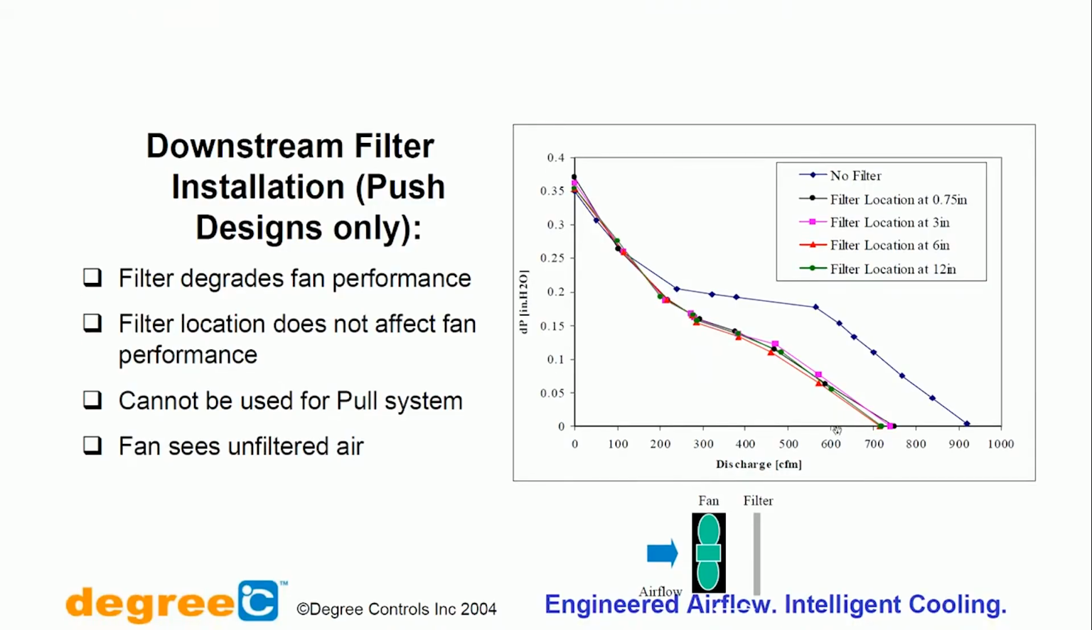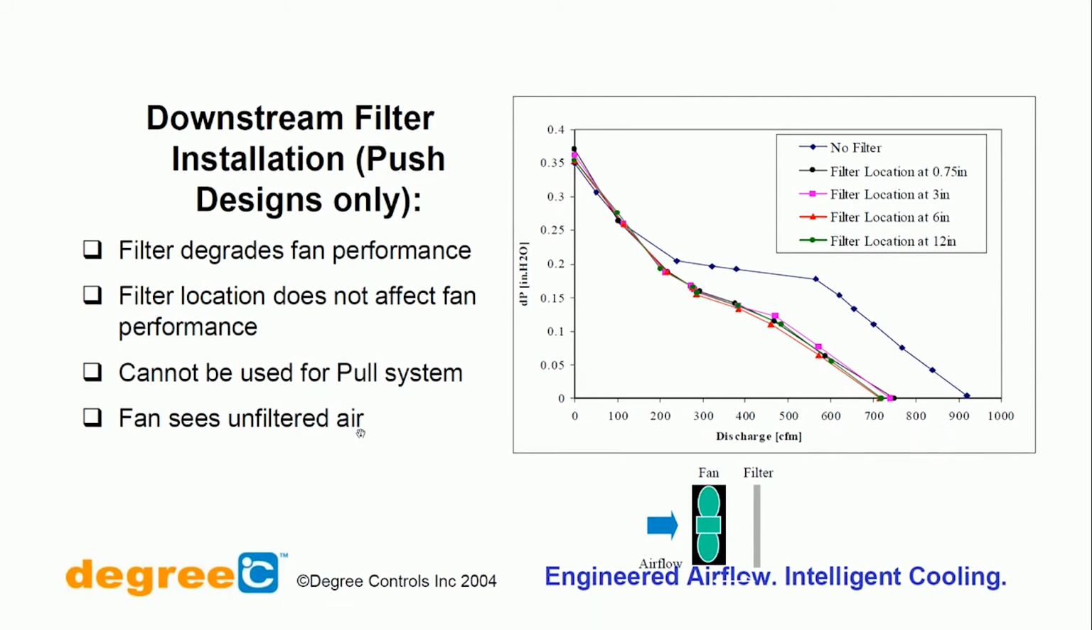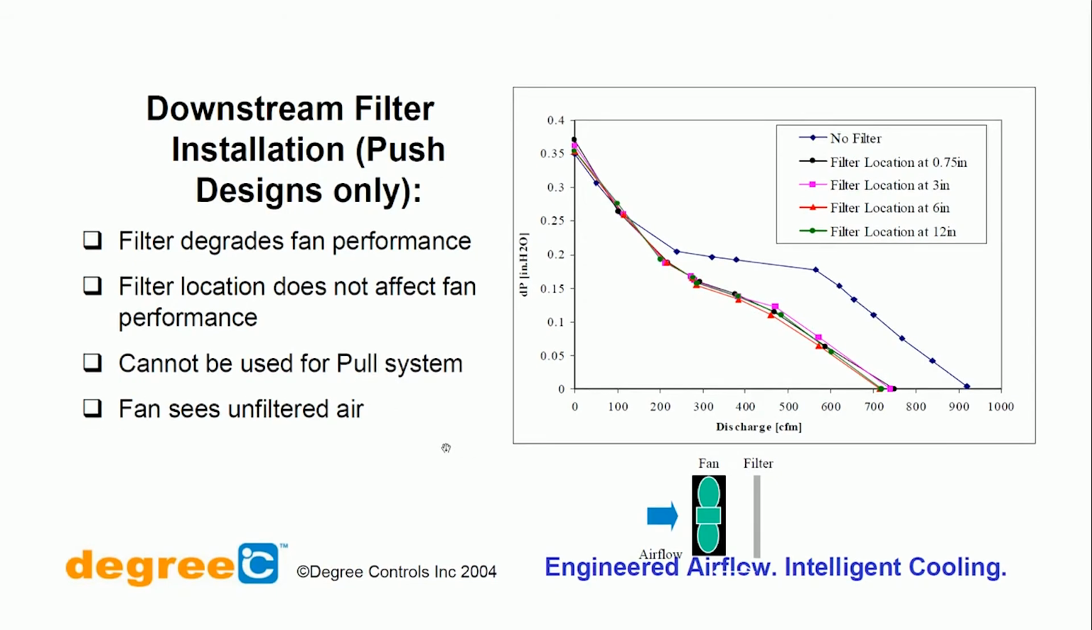So, we have that the same thing is maintained here. Filter degrades fan performance, liquefaction does not affect fan performance, cannot be used for pull system, fans is unfiltered air. So, you have the advantage and disadvantage. You probably would have noticed, in case you have an exhaust fan in the kitchen, it always gets coated with grease. I think you have taken all possible precautions, but then you know the reality, grease is real.